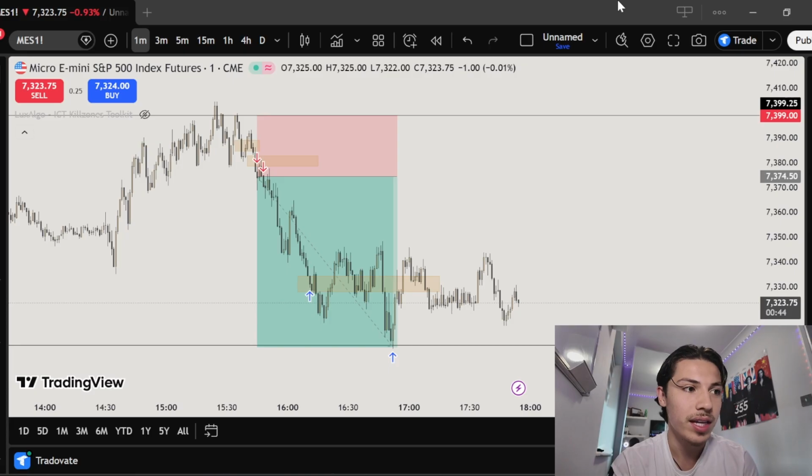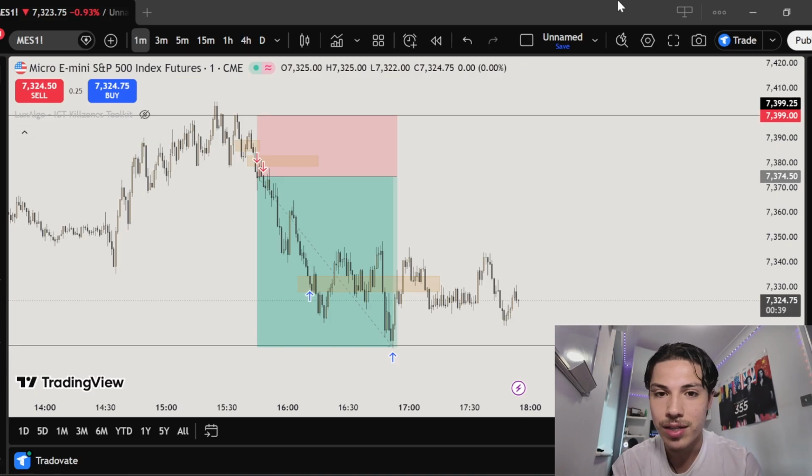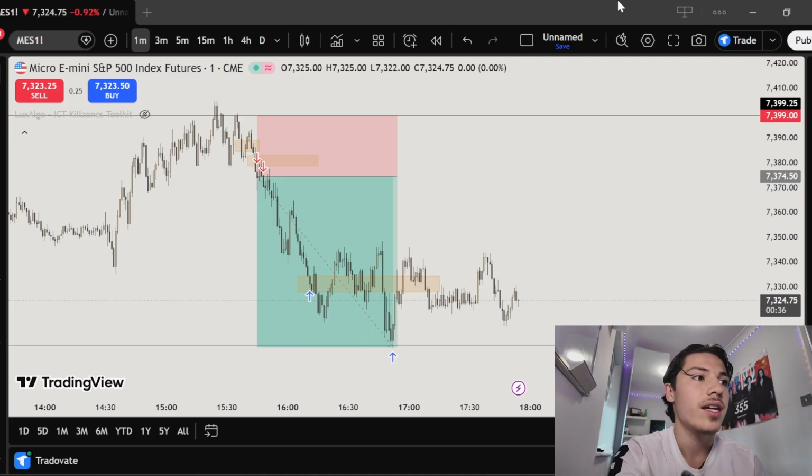Today, we took a sell on the S&P 500, and as you can see, it was a very clean move straight towards the draw on liquidity. Let's get right into it.